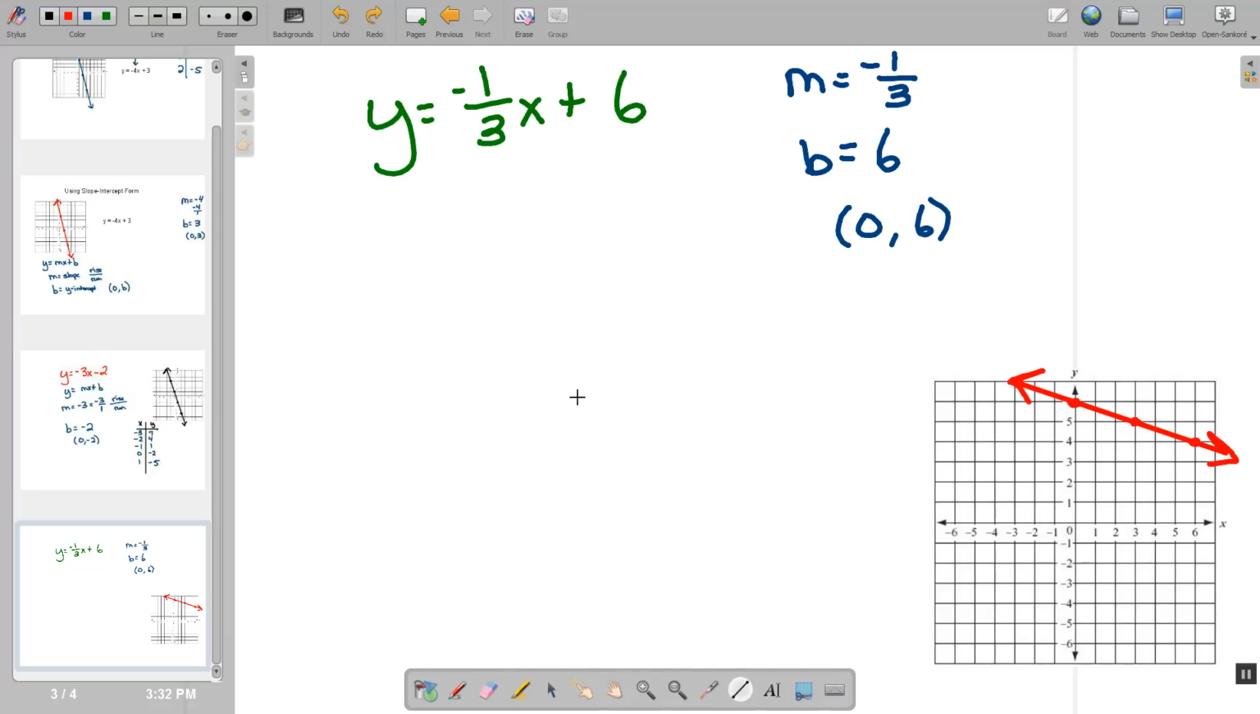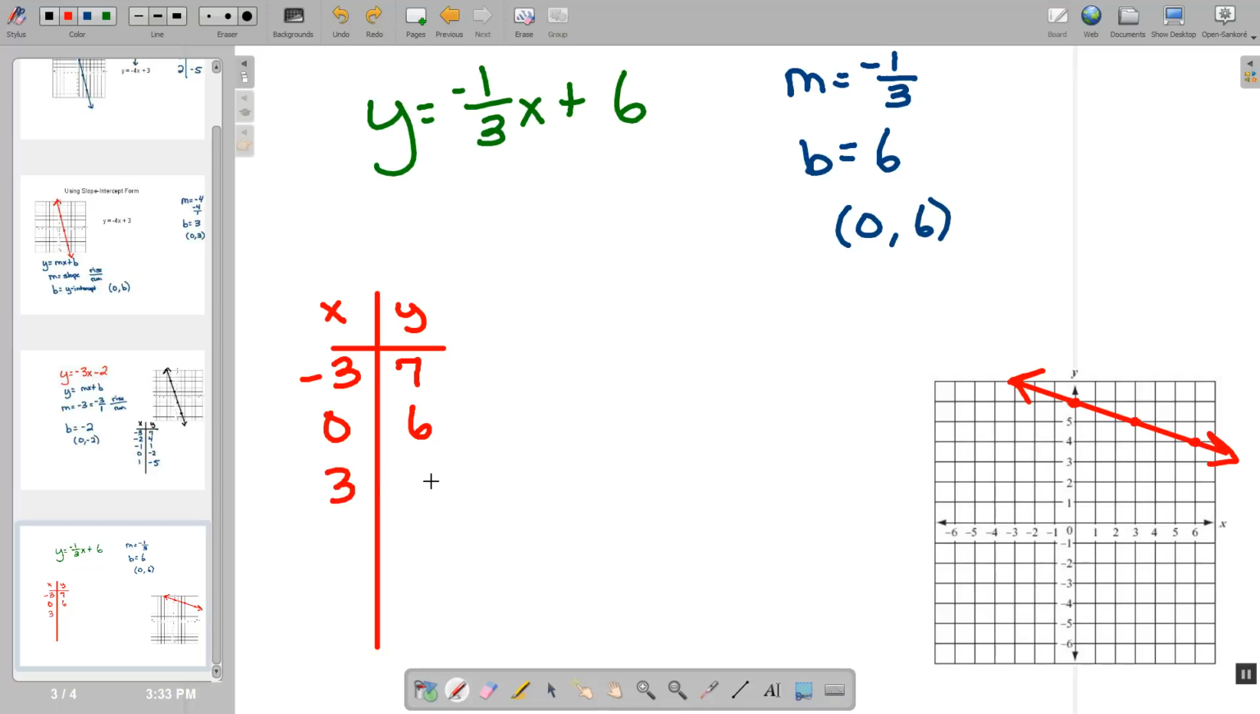Once again, if I wanted to make a table of values, it's going to look just like everything we've been doing before. We have, this point here is -3, 7. We have 0, 6. We have 3, 5. And we have 6, 4.